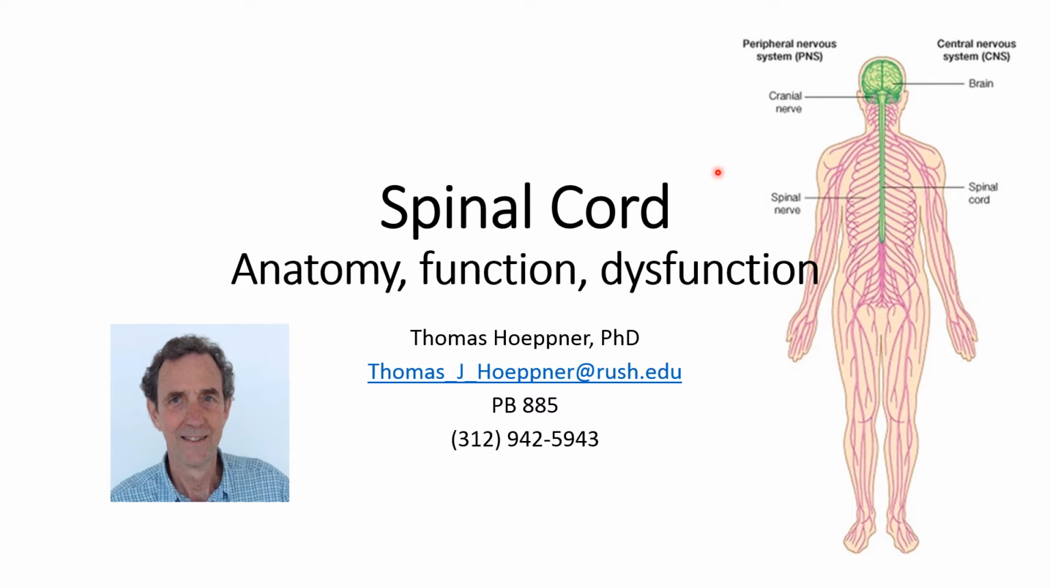Welcome to a discussion of spinal cord anatomy, function, and dysfunction. The spinal cord, along with the brain, form the central nervous system. They are fed by inputs from cranial nerves and spinal nerves. The cranial nerves coming into the brainstem and the spinal nerves coming into the spinal cord. The peripheral nerves feed in through spinal nerves, so that the spinal cord is in a central location for getting information from the body and sending information to the body.